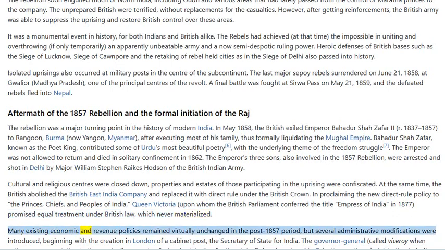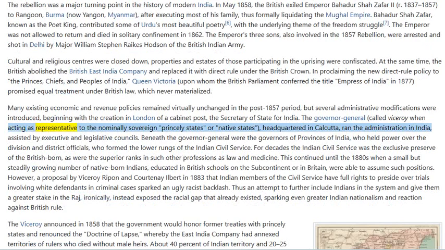Many existing economic and revenue policies remained virtually unchanged in the post-1857 period, but several administrative modifications were introduced, beginning with the creation, in London, of a cabinet post, the Secretary of State for India. The Governor-General, called Viceroy when acting as representative to the nominally sovereign princely states, or native states, headquartered in Calcutta, ran the administration in India, assisted by executive and legislative councils. Beneath the Governor-General were the governors of provinces of India, who held power over the division and district officials, who formed the lower rungs of the Indian civil service.